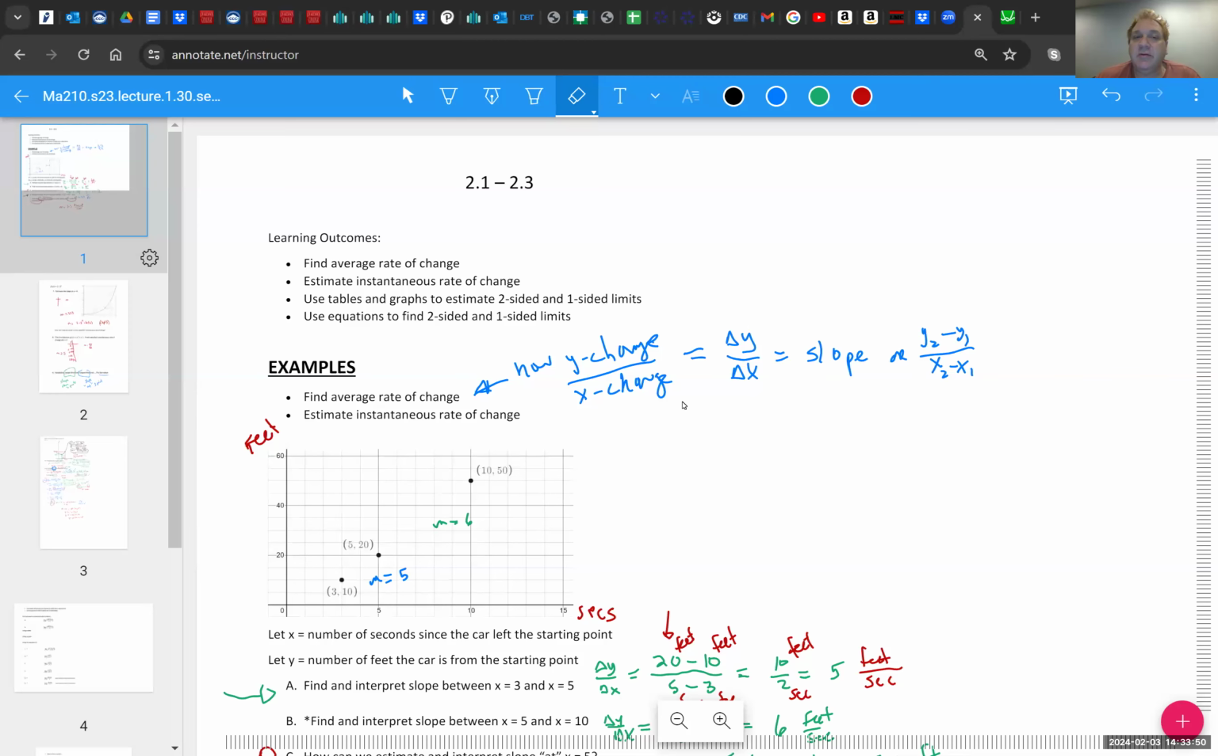Hi there. This video is for section 2.2. I'm going to show you how to use tables and graphs to estimate two-sided and one-sided limits.